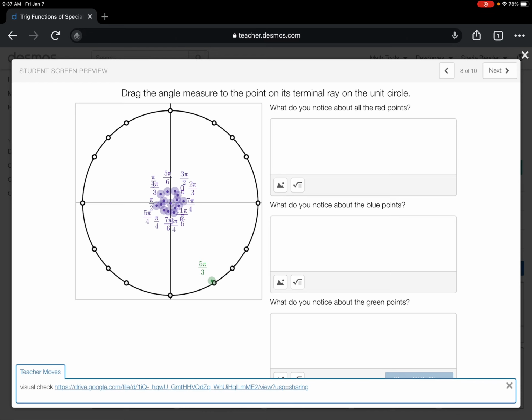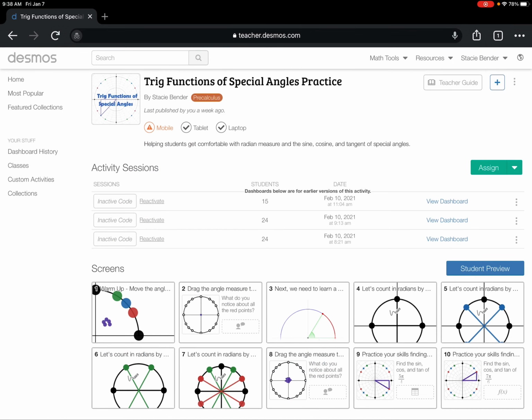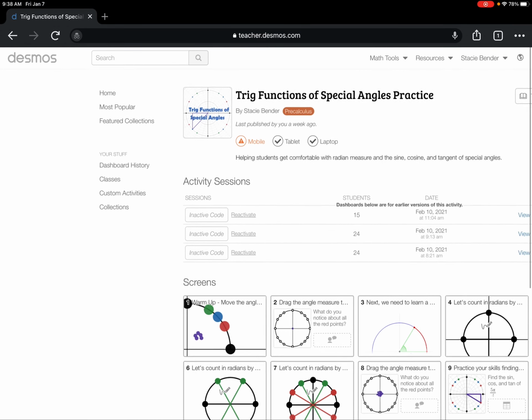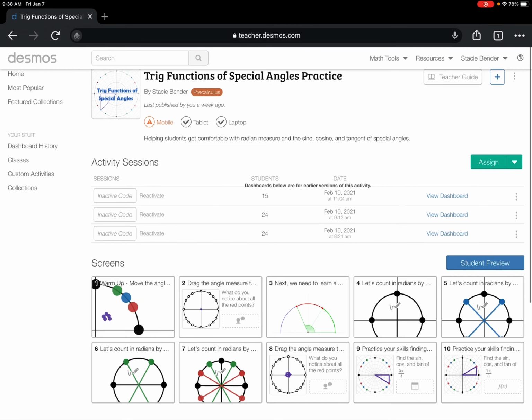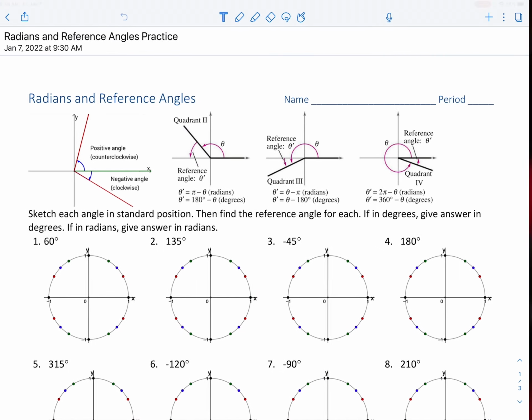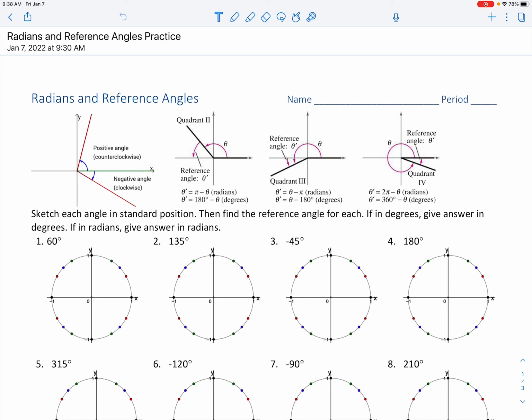And then again, comment on what you notice about the red points, the blue points, and the green points. And slides 1 through 8 should be enough to get a start on this. The next piece then is to actually do the assignment on the radians and reference angles.